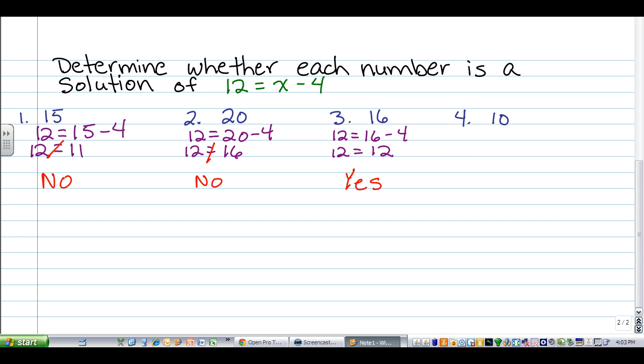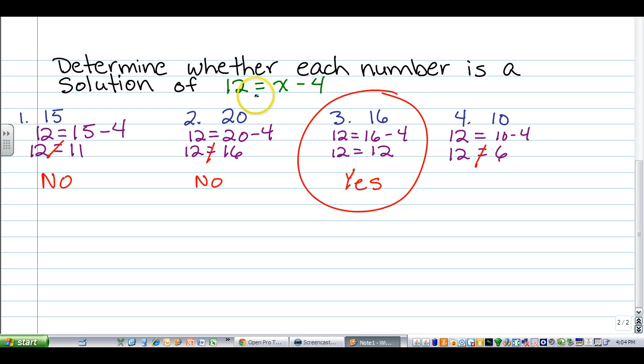Okay, so then obviously this one, 12 equals 10 minus 4. 12 does not equal 6. So the only solution is that one out of all those numbers. 16 is the solution for 12 equals x minus 4. Means 16 is the answer to solve for x. We want to know, what does x equal?